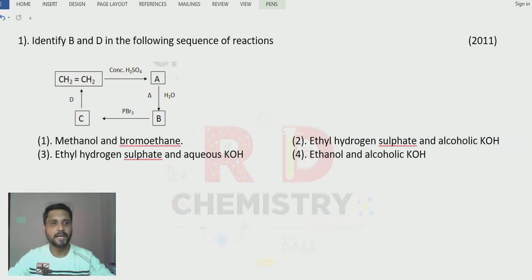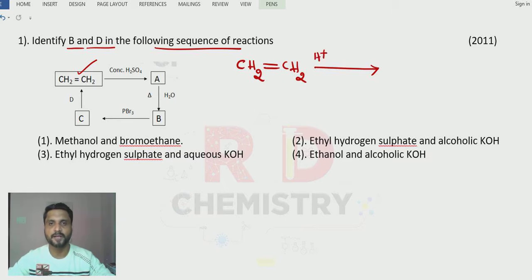Question number 1. Identify B and D in the following sequence of reactions. So we'll start with ethene. Ethene is CH2 double bond CH2. It reacts with concentrated sulfuric acid, which I split as H plus and HSO4 minus. So we'll add H plus to one carbon atom and the negative part to the other carbon atom. So an addition reaction gives CH3 then CH2. This will be the whole thing. I will write it as SO3H.